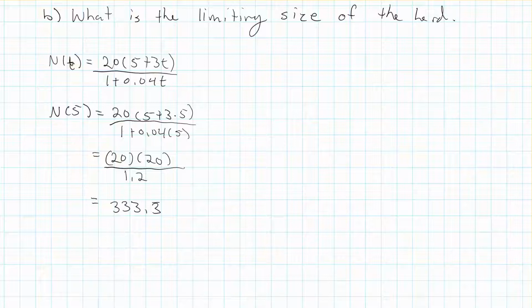Since we're talking about a population, integer answers are the ones that make sense. In my opinion, with integer answers you should always round down, because you don't have 0.3 of a deer. Some people might argue that a female deer is pregnant, but we're not going to be silly like that. We're going to make an answer that makes sense, and I typically always round down. So this would be 333 deer, and you would want to make sure to put units on there.